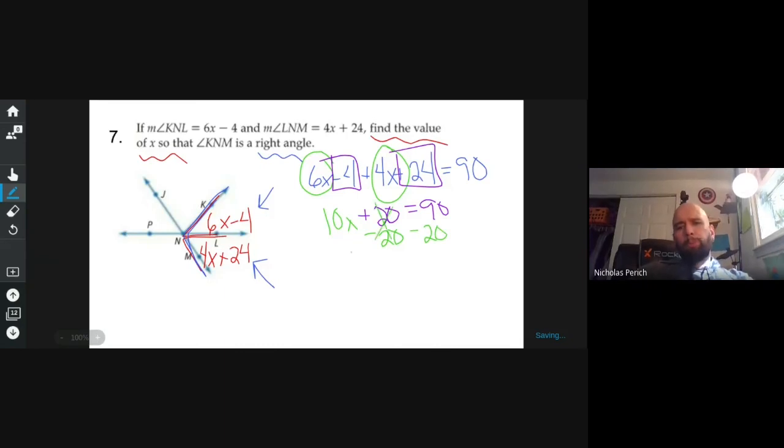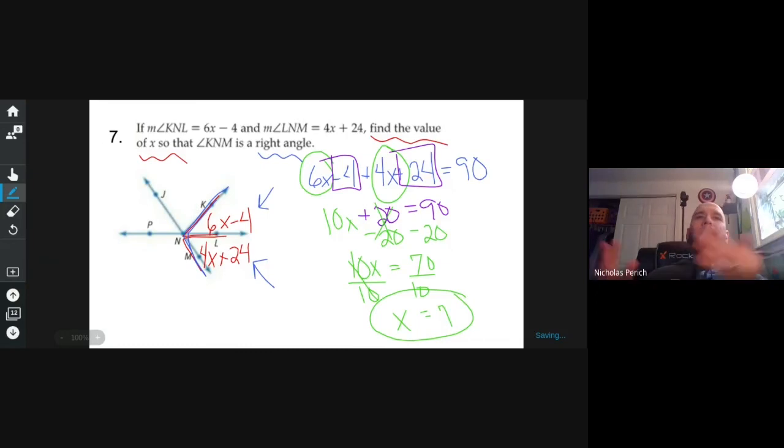Subtract 20. Subtract 20. Cross you out. And 10x equals 70. Divide by 10. Divide by 10. And lo and behold, for once in his life, Santiago is correct. Just kidding, Santi. You're smart. Otherwise, you wouldn't be in geometry in 8th grade. Well, that's 7.